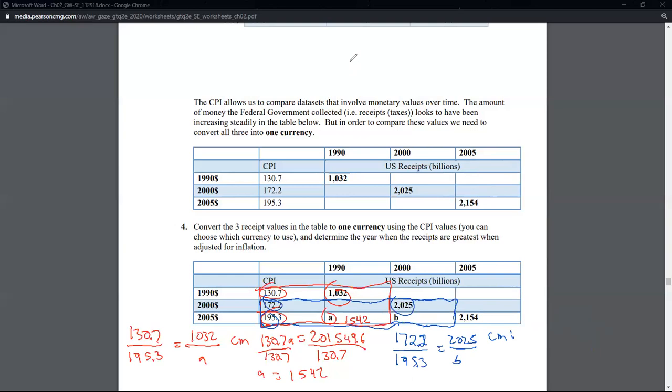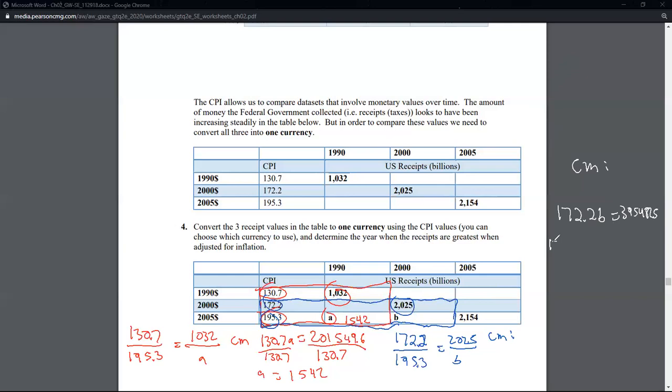I'm just going to change my marker color. So we have 172.2B. Here's my cross multiplication for the second part down here. Equals the 195.3 times the 2025, not 202.5. That would not be right. And we get 395,482.5.